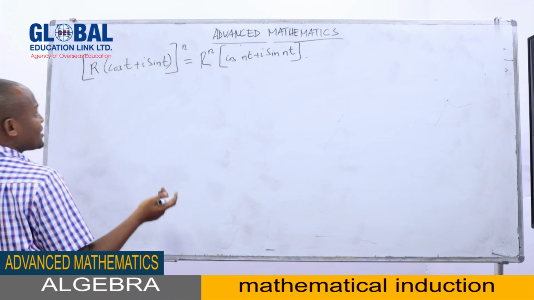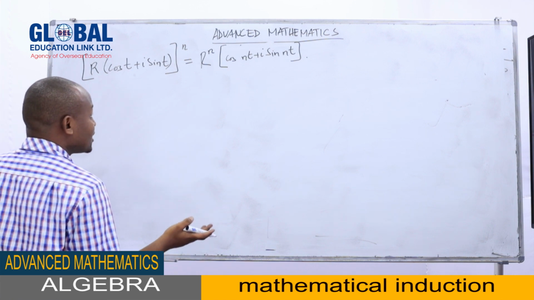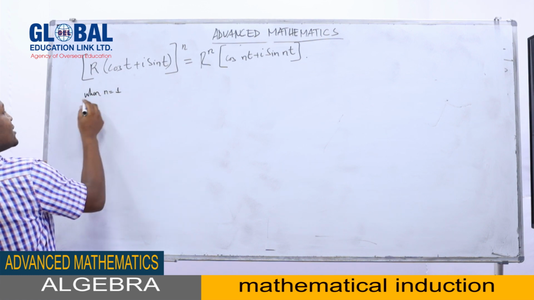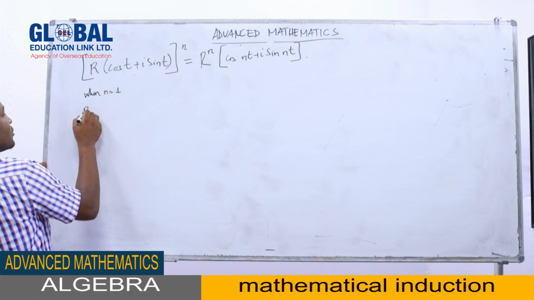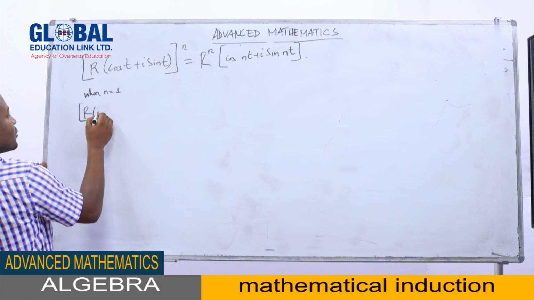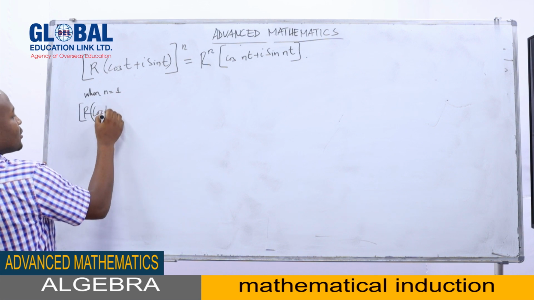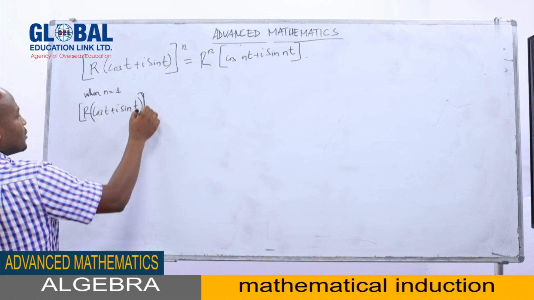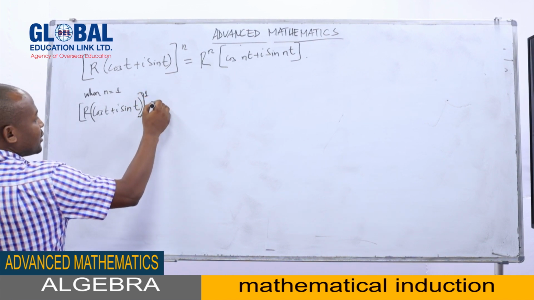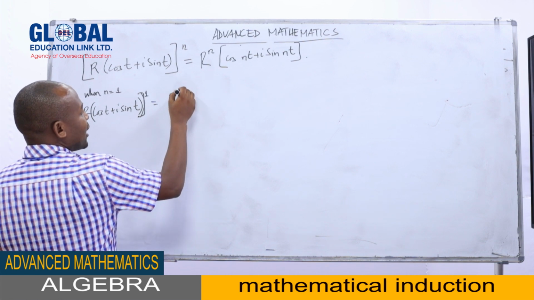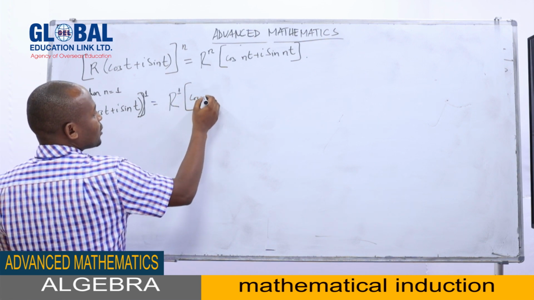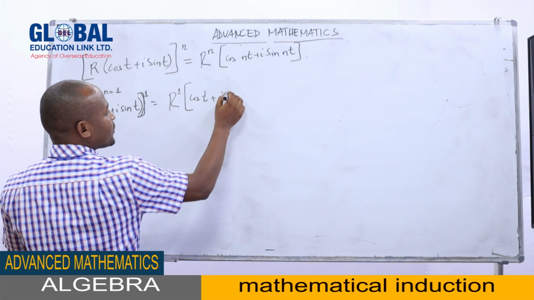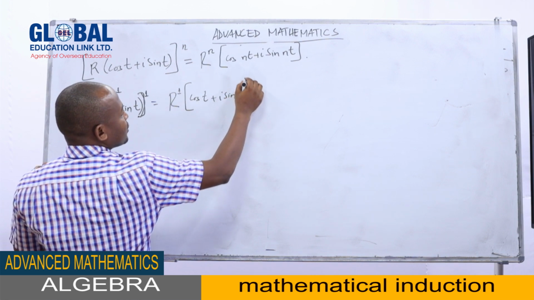Now we know that the first step is to prove for n equal to 1. When n is equal to 1, from the left-hand side we have r times cos t plus i sine t, all of that raised to 1, is equal to what? To r raised to 1 times cos t plus i sine t, since our n there is 1.